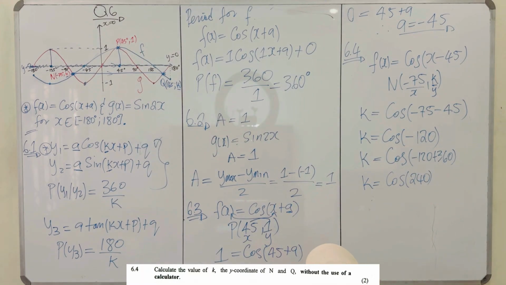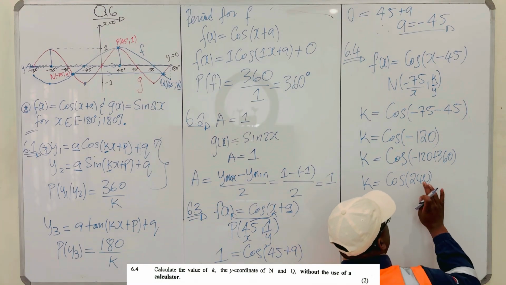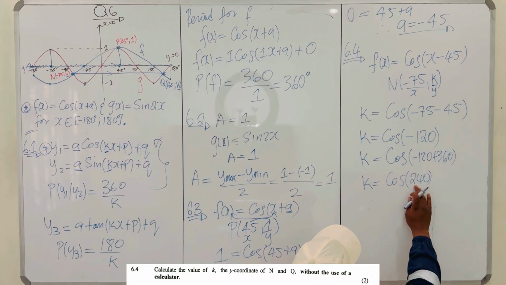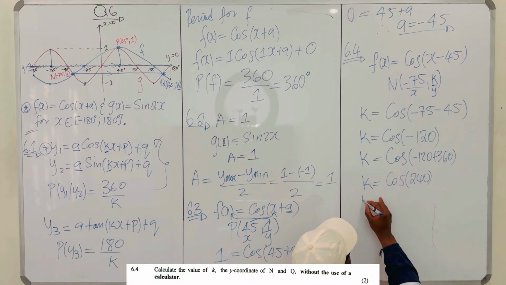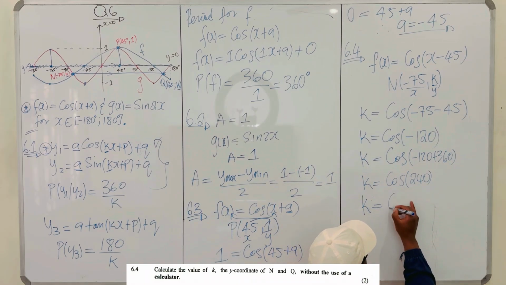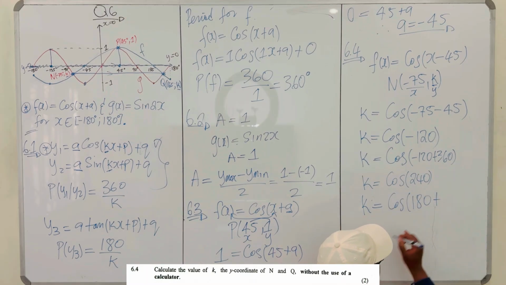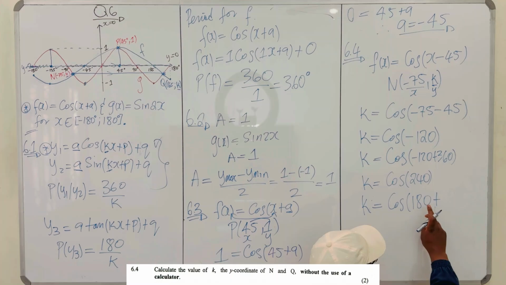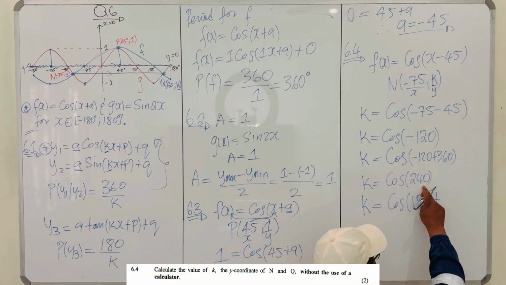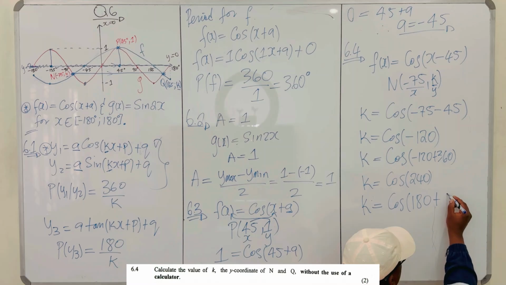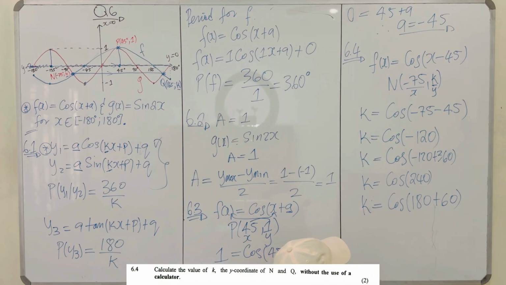So, where is 240? 240 is in the third quadrant, right? So you try to write this as an acute angle. So say, okay, k is equal to cos of 180 degrees plus what? What do you add to 180 degrees to get 240? You add 60, right? No problem.